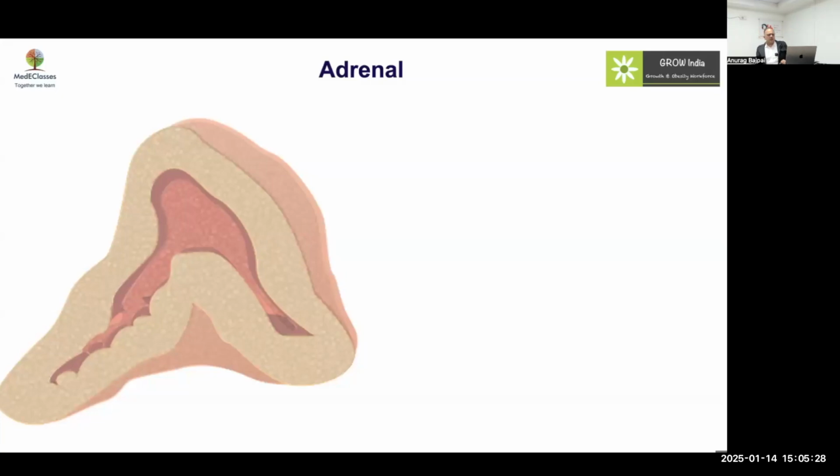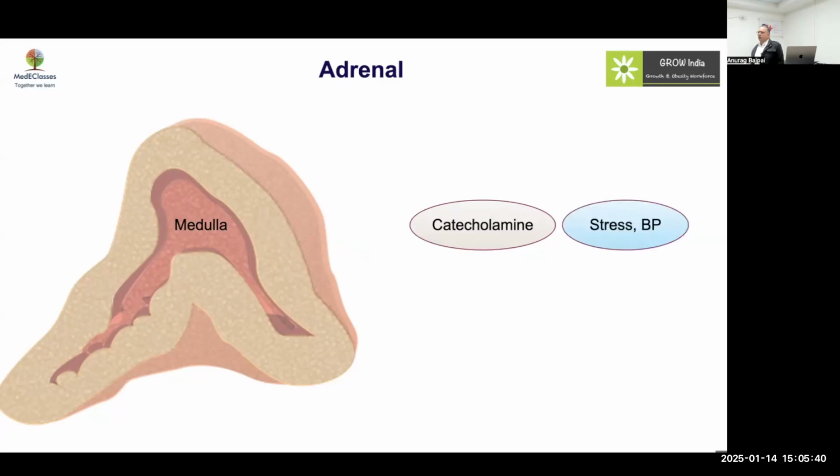When we talk about adrenals, we have got two distinct zones. Of course, we have got the medulla in between and the cortex, which is outside. And this medulla is largely neuroendocrine cells. So they are going to produce catecholamines, which are going to regulate the stress response and blood pressure.